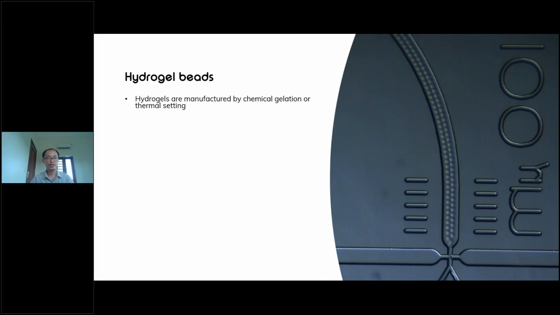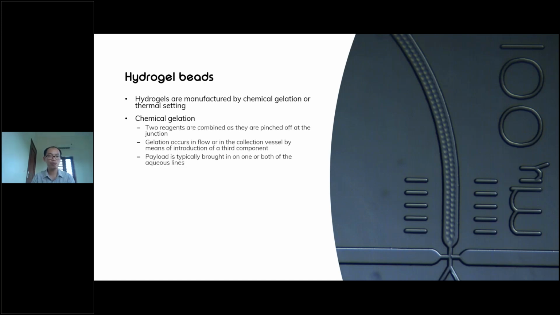With hydrogels, they are produced by two methods, chemical gelation or thermosetting. With chemical gelation, we have two reagents combined, and they are pinched off at the tip junction, and gelation will occur in flow or in the collection vessel by means of introduction of a third component. The payload or encapsulant is typically brought in one or both of the aqueous sides.